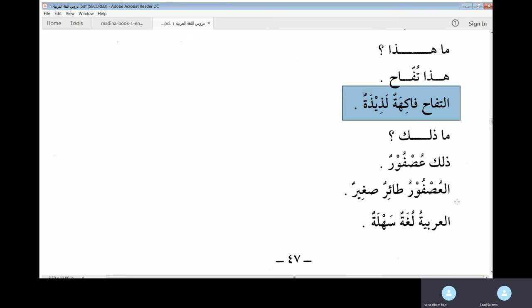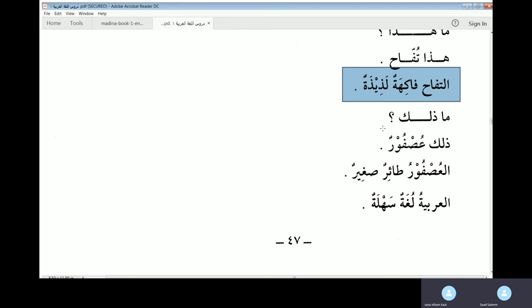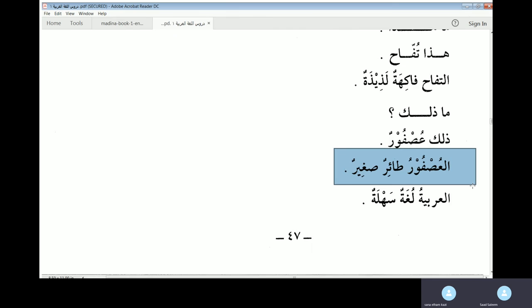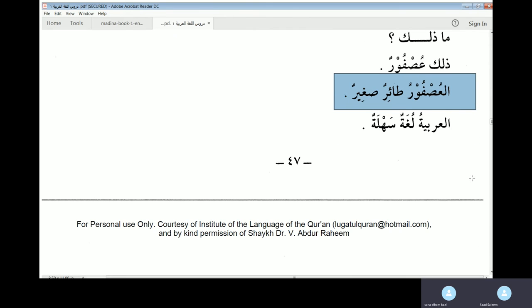Ma haza? What is this? Haza tuffahun. This is an apple. At tuffahu fakihatun lazizatun. The apple is a delicious fruit. Ma zalika? What is that? Zalika usfurun. That is a sparrow. Al usfuru ta'irun sagirun. The sparrow is a small bird.